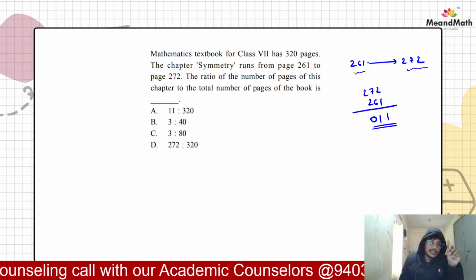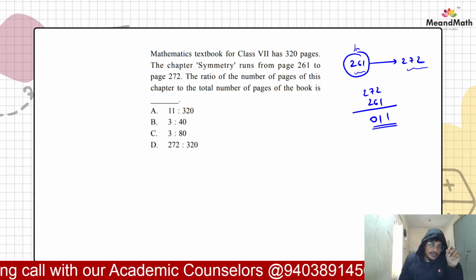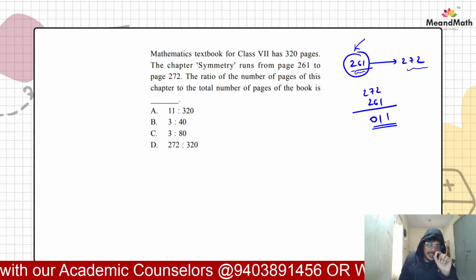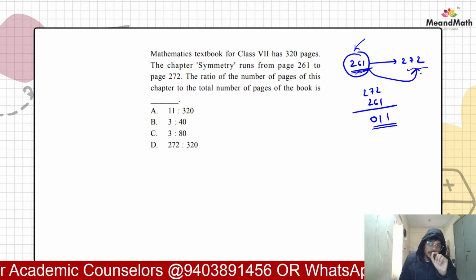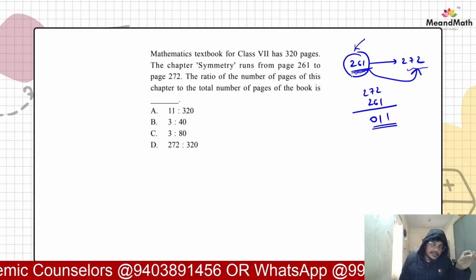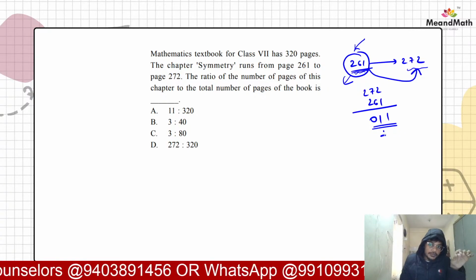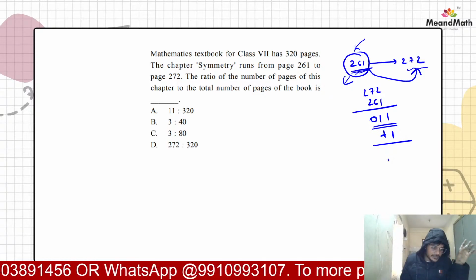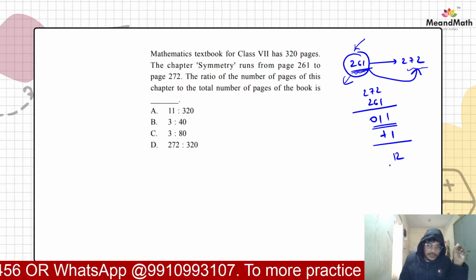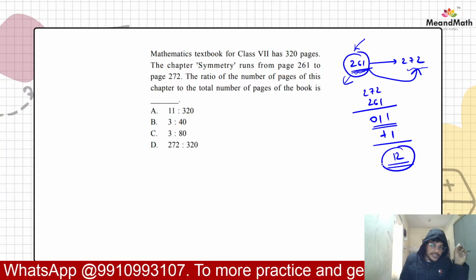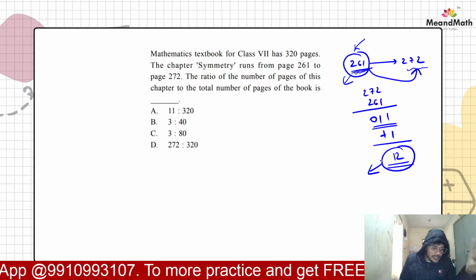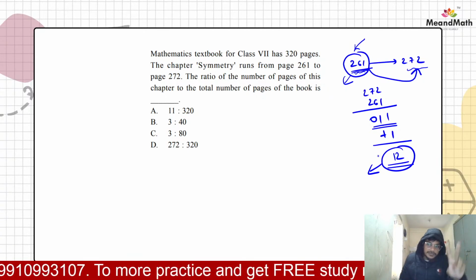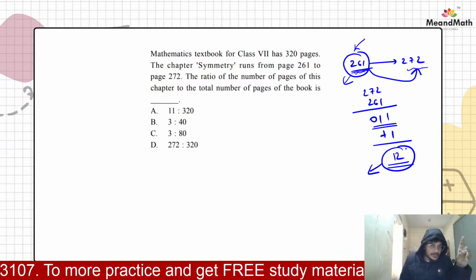Do you know that this page also covers symmetry? But when we are subtracting this number from this number, we are also subtracting this page. That's why you have to add one to the total number of symmetry pages, right? So that would be 12. So the total pages for the symmetry chapter is 12. Is that clear? And if this is not clear, then you can ask me again.